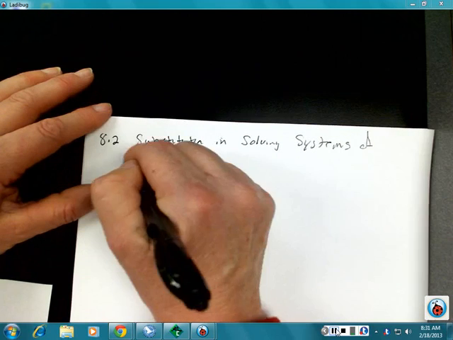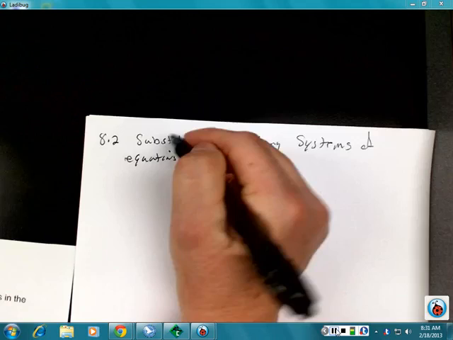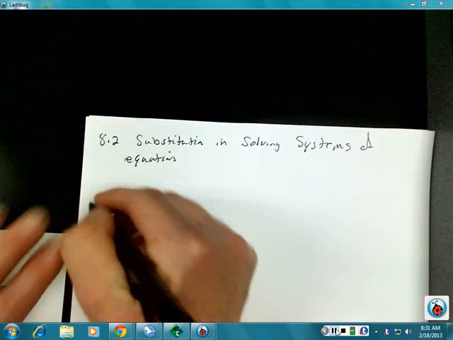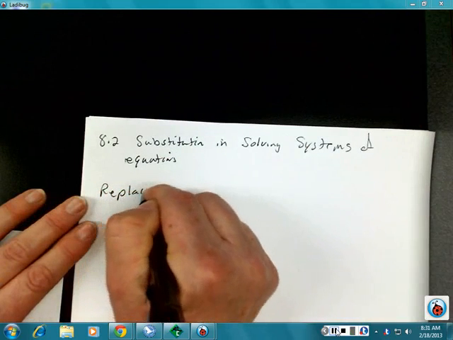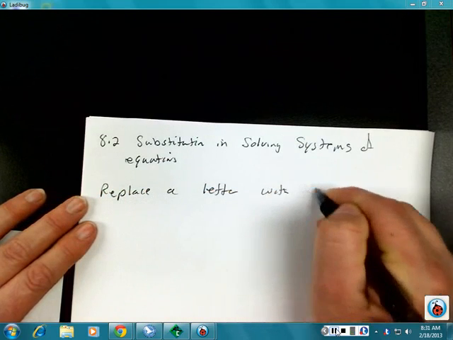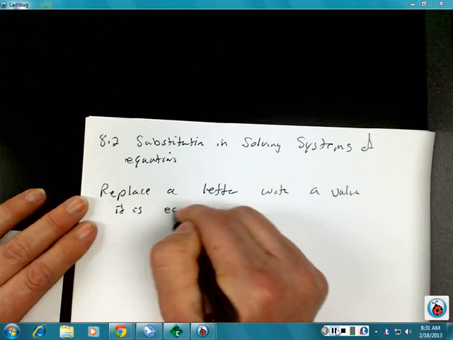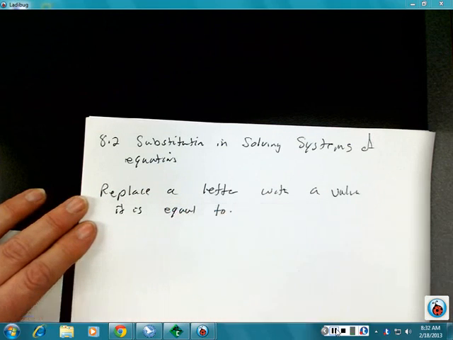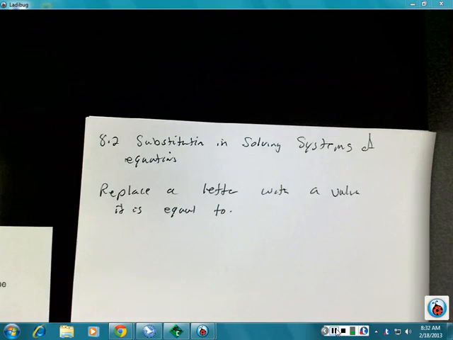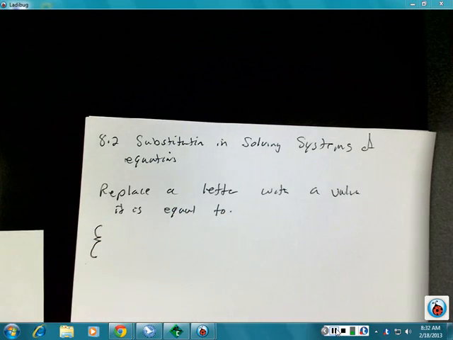Of equations. In substitution, it means exactly what you think. You're going to replace a letter with a value it is equal to. So in substitution, they still give you a system of equations.